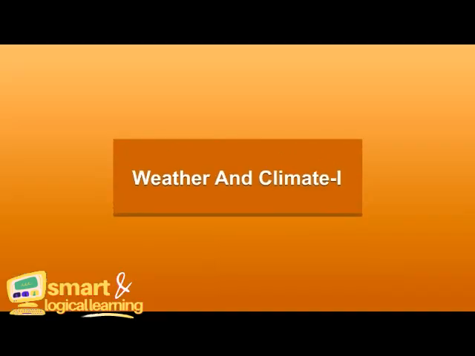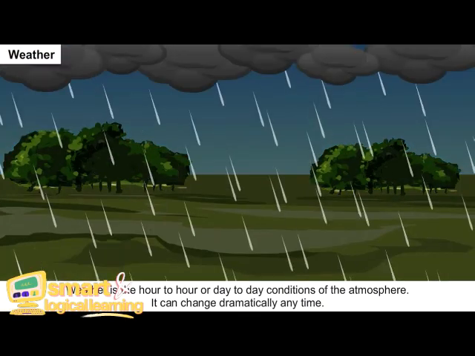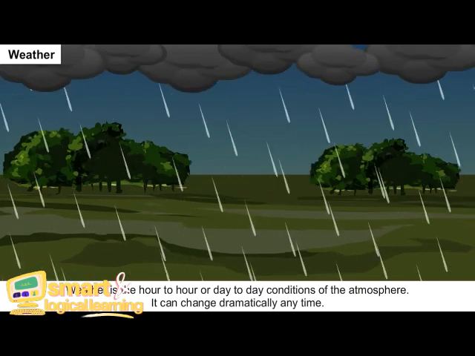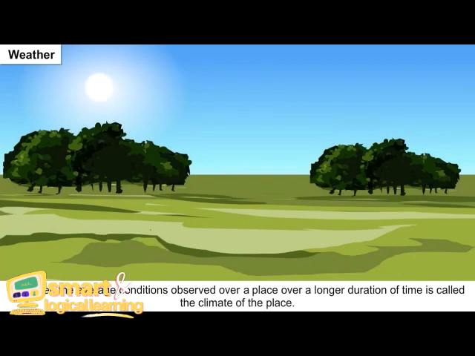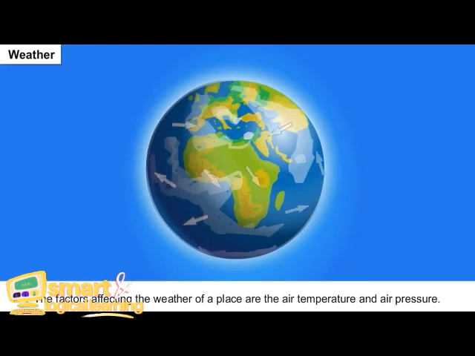Weather and Climate. Weather. Weather is the hour-to-hour or day-to-day conditions of the atmosphere. It can change dramatically anytime. However, the average conditions observed over a place over a longer duration of time is called the climate of the place. The factors affecting the weather of a place are the air temperature and air pressure.